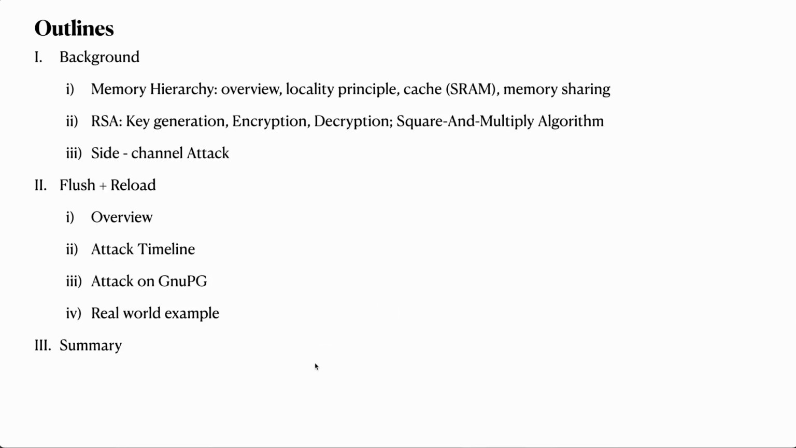And here is my outline of today's presentation. First, I will go through the background, including memory hierarchy, RSA, and side channel attack. And I will go to the paper and talk about the attack overview, how the attack works, and some examples, and then we will conclude this paper.